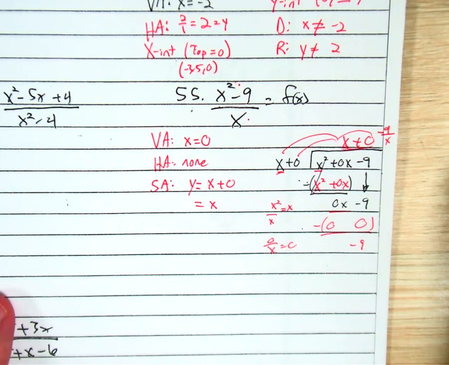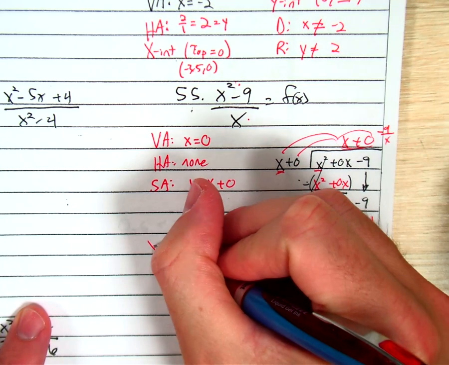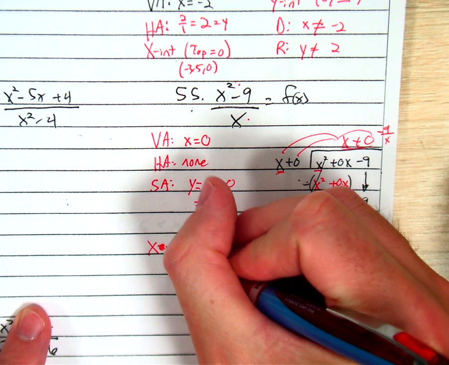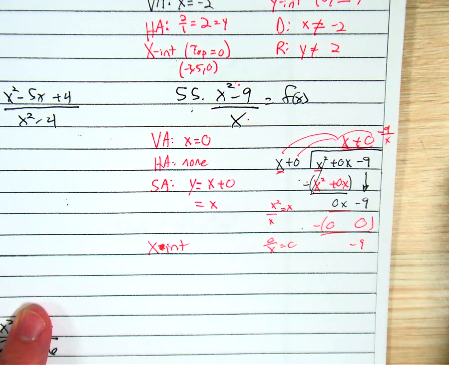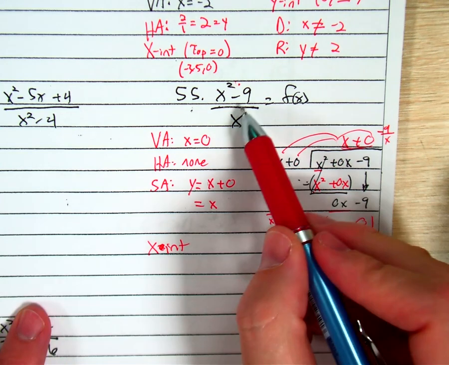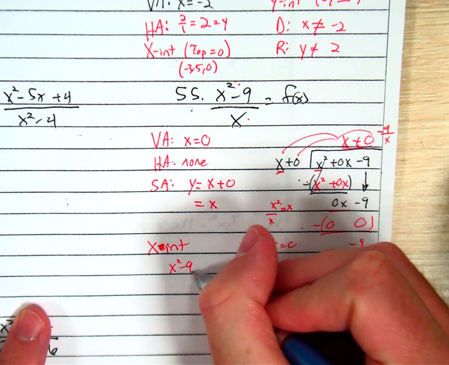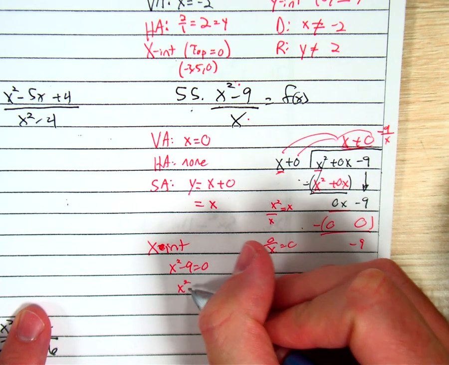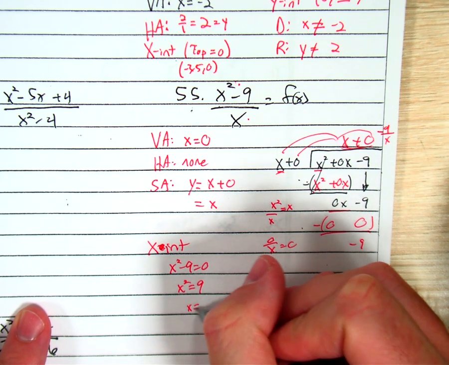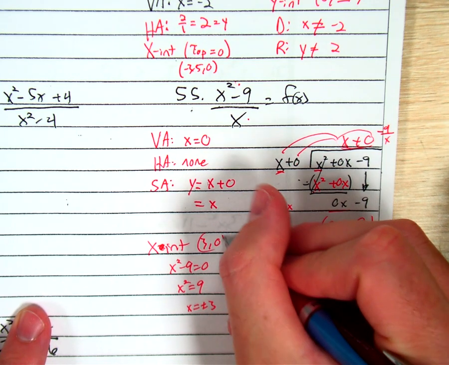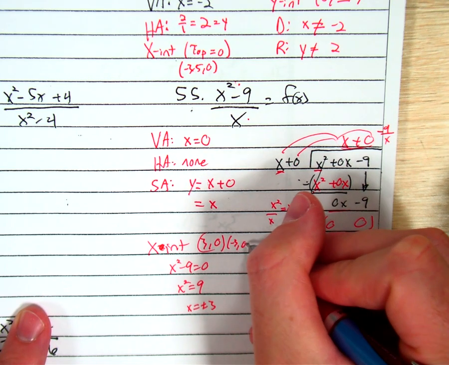Remember, x-intercepts come from when does the top equal 0? Well, we got x squared minus 9. So x squared would equal 9. X would equal plus or minus 3. So we would have (3, 0) and (negative 3, 0).